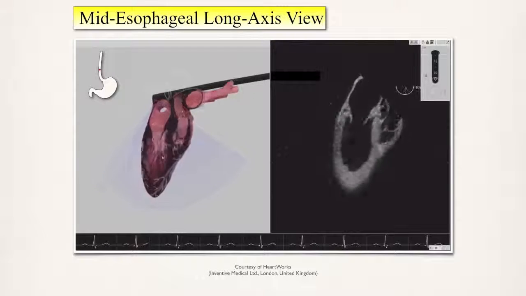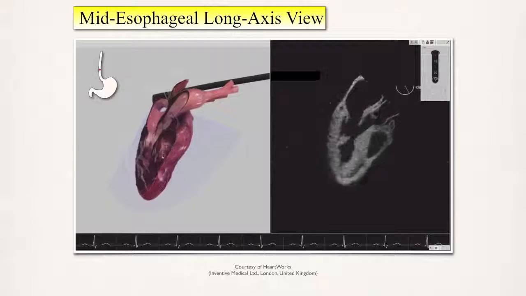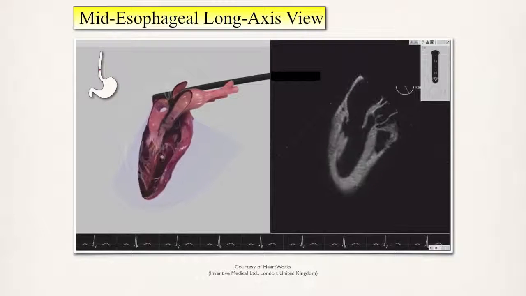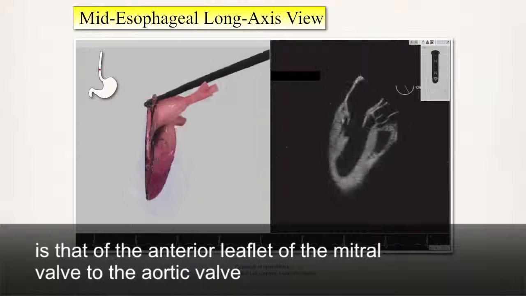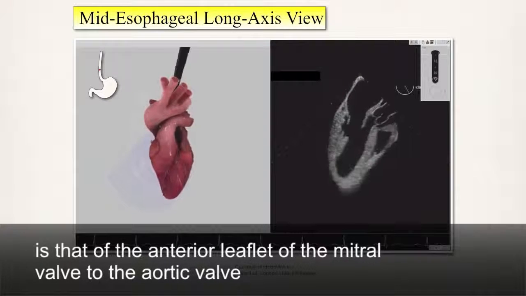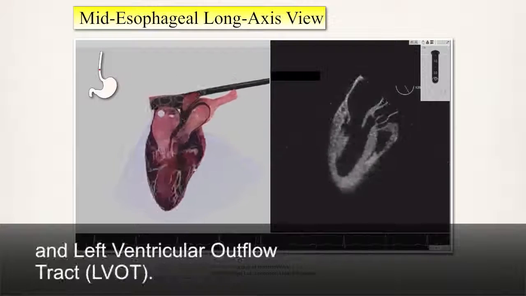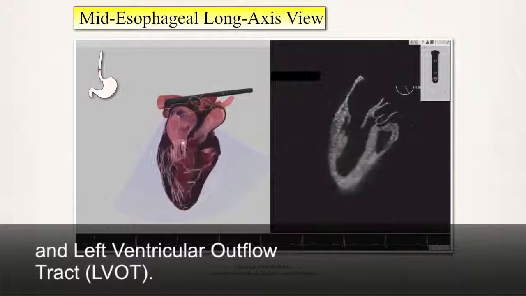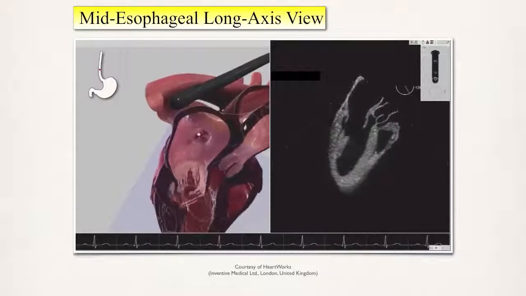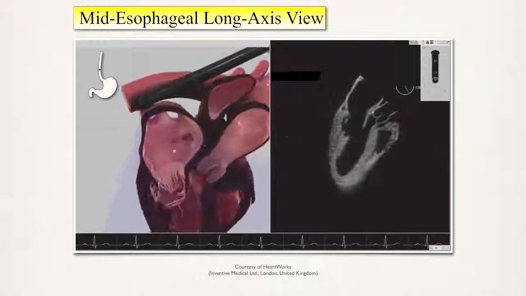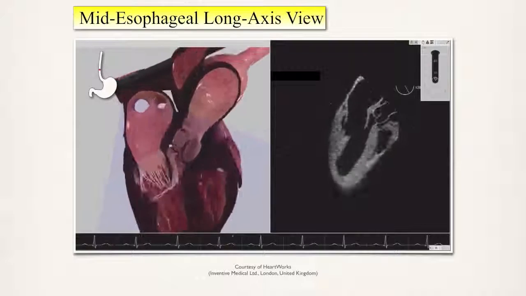Observing the HeartWorks model allows us to see in a beating virtual heart the close proximity of the mitral and aortic valve. One key relationship which should be noted is that of the anterior leaflet of the mitral valve to the aortic valve and left ventricular outflow tract, or LVOT. This is the leaflet that can obstruct the left ventricular outflow tract in systolic anterior motion, or SAM.